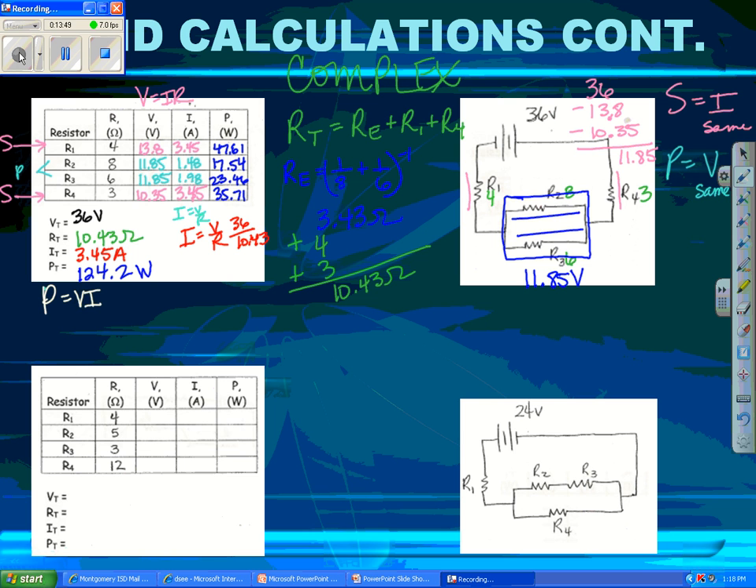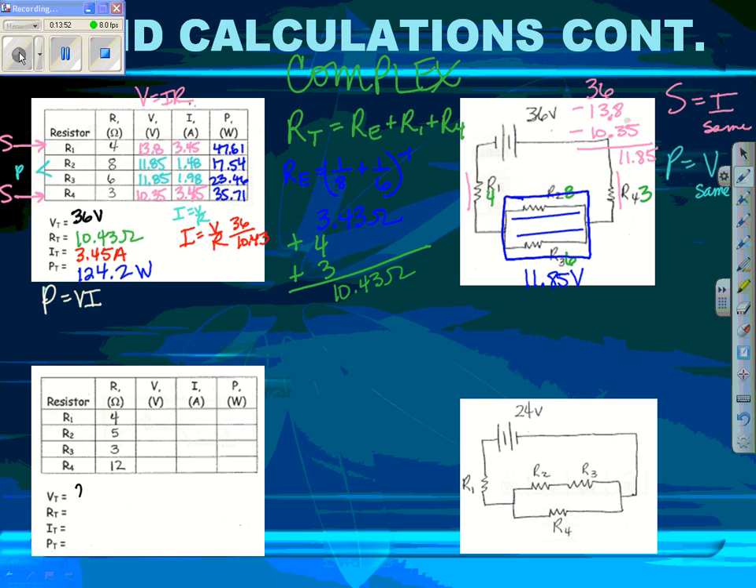It is also a complex circuit. We can automatically write that our VT is 24 volts. And I'm going to go ahead and write over here that resistor 1 is 4 ohms, resistor 2 is 5 ohms, resistor 3 is 3 ohms, and resistor 4 is 12 ohms. The first thing we have to start with is identifying what is series, parallel, all that kind of stuff. All right. Well, 2 and 3 are in series with each other, but that series is in parallel with 4.